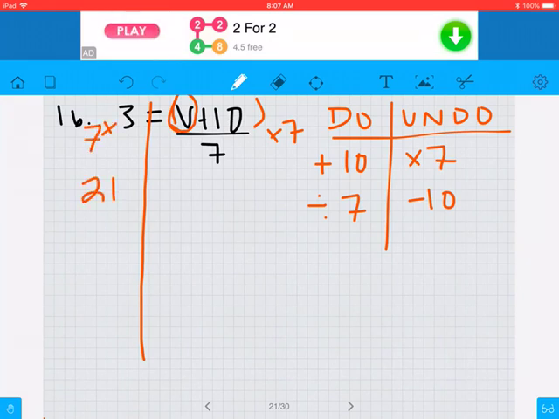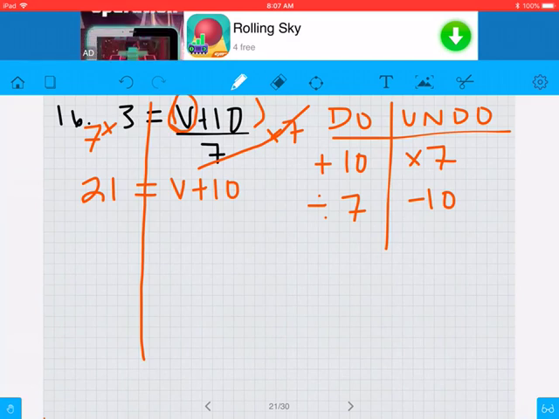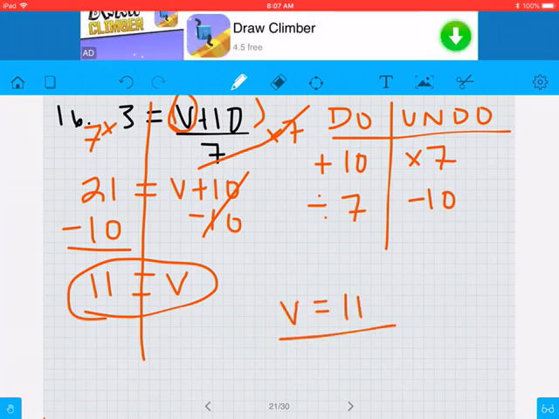We get 21 on this side equals v plus 10, because our times 7 and our divide by 7 are going to cancel out because they equal 1. And then v plus 10 times 1 is just going to be v plus 10. Then we're going to subtract 10 from both sides. They're going to cancel over here because plus 10 minus 10 equals 0, and v plus 0 is just v. So we're going to have v on this side, and then 21 minus 10 is going to give me 11. So my answer is v equals 11.